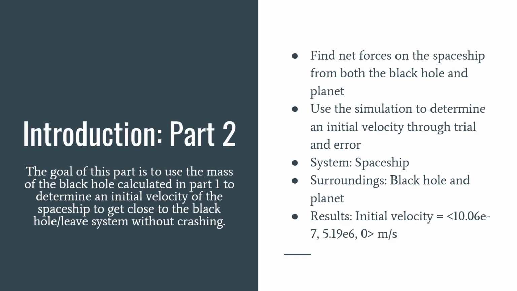Now part 2. The goal of this part is to use the mass of the black hole calculated in part 1 to determine an initial velocity of the spaceship to get close to the black hole and leave the system without crashing. So to do this, we find the net forces on the spaceship from both the black hole and the planet and use a simulation to determine an initial velocity through trial and error. Our system is the spaceship and our surroundings were the black hole and the planet. So these were the results right here.